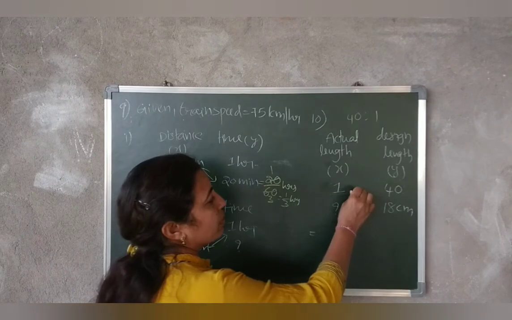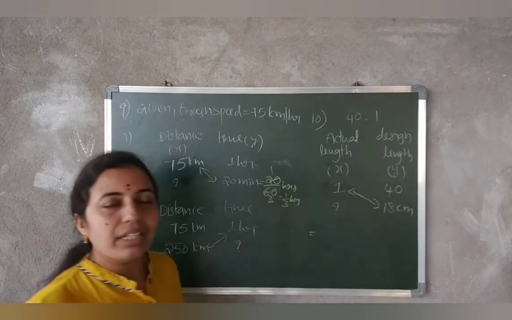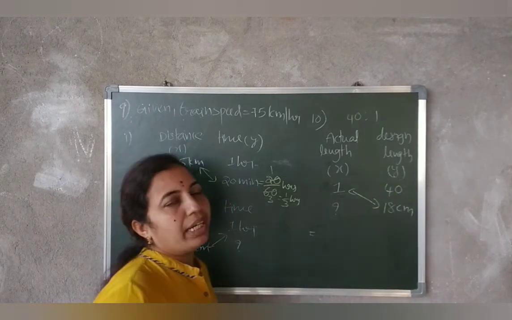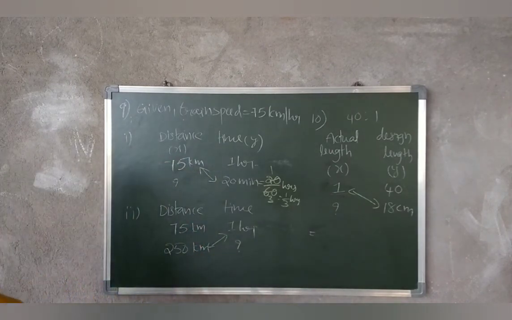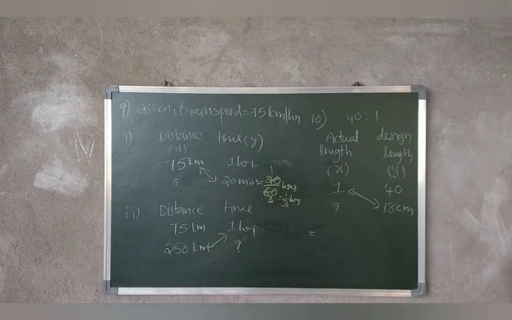So here also the same. Go for cross multiplication and division. 1 into 18 by 40. You get the answer. So these are all homework for you. 11th problem I will explain in the next class, and then we'll go for the next topic.